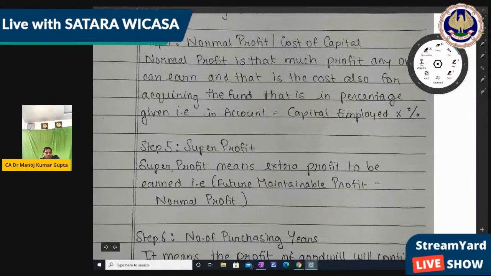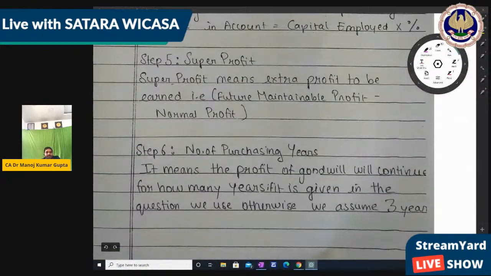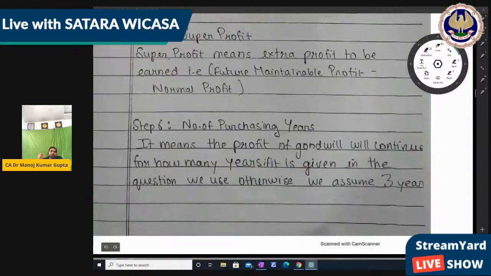Super profit. Super profit means extra profit to be earned, that is future maintainable profit less normal profit, right? That we had already discussed. We are just reading the notes, because whatever we had discussed is in the notes only, so that you do not have any confusion. Now, number of purchasing years means for how many years the profit of goodwill will continue, right? If it is given in the question, we use that. Otherwise, we assume 3 years. That is the number of purchasing years, right?